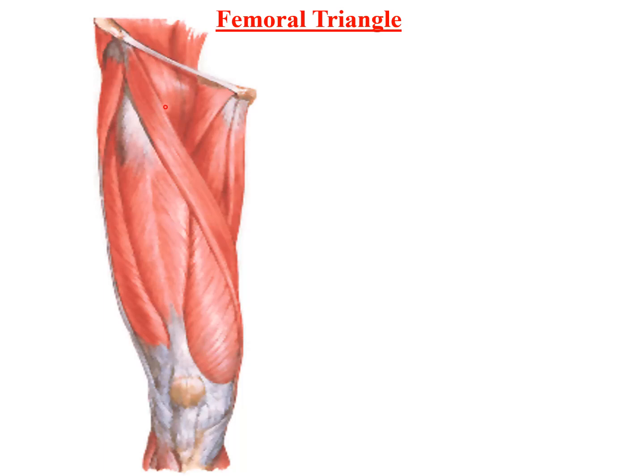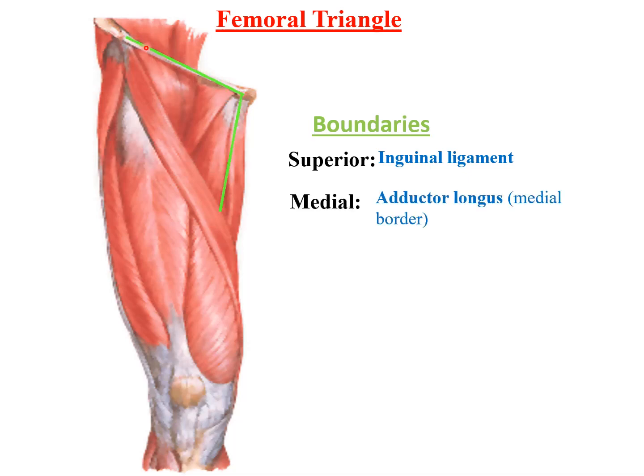In the second part of our lecture, we will discuss together the femoral triangle. The femoral triangle is a triangle in the upper 1/3 of the front of the thigh. Its boundaries: superior, here you have the inguinal ligament. Medial, you have the medial border of this muscle, which is called adductor longus, this one.